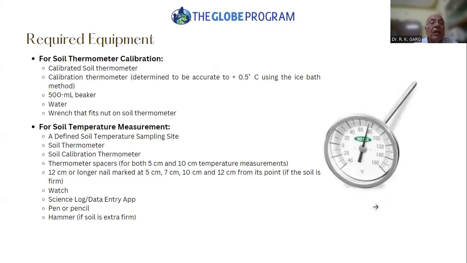In case the soil is hard, in that case we need a nail. This nail should be at least 12 centimeters or longer. And on this nail, we should mark 5 centimeter, 7 centimeter, 10 centimeter, 12 centimeter, so that you can very easily put the nail in the soil. You need a watch so that you can measure the time. You need an entry app or a logbook or a scientific logbook. Need a pen or a pencil. And in case the soil is very, very hard, then we can always hammer, and we need a hammer next.